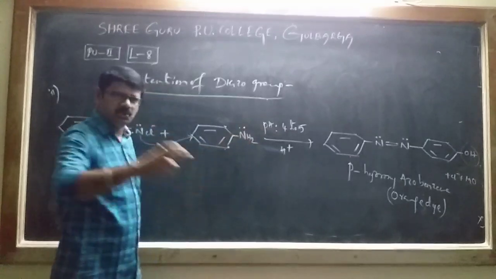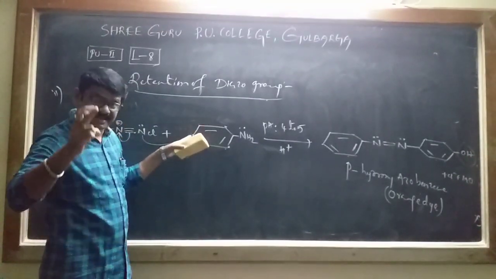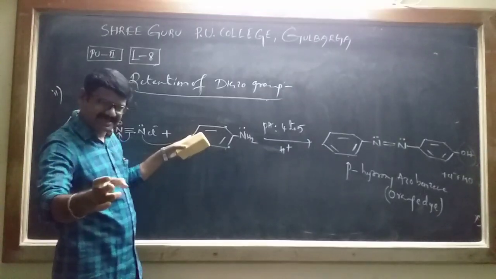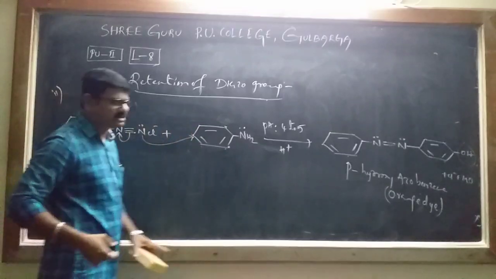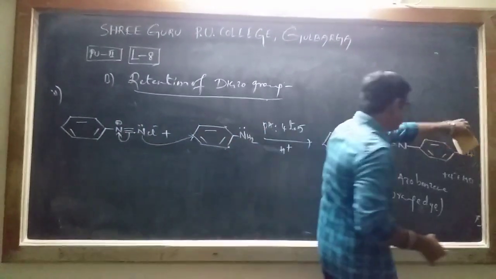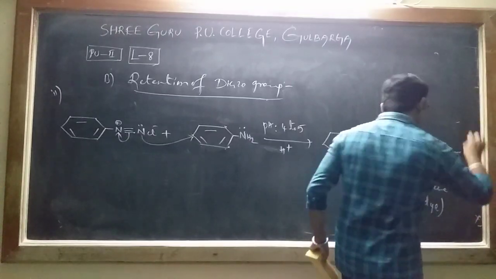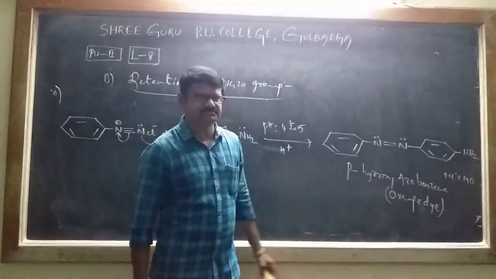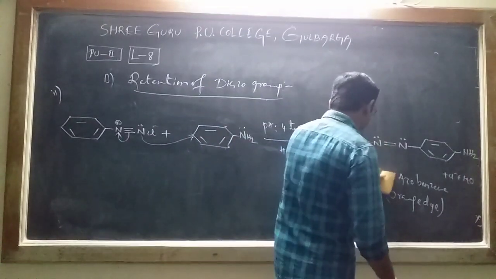The NH2 group is also a para director. That's why an electron-rich center will be generated at the para position. At that rich center, the terminal nitrogen will go and attack. Therefore, the final compound is, instead of OH, we write NH2. The byproducts are also the same. Then what is its name? Instead of hydroxy we write para-amino.